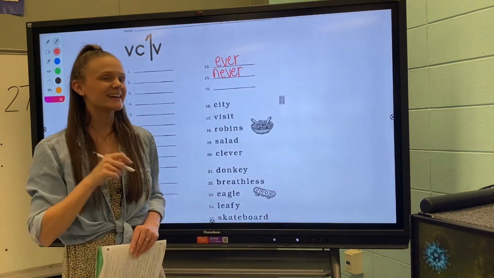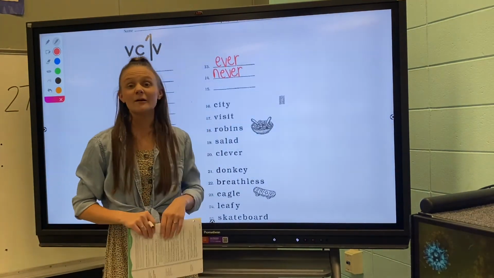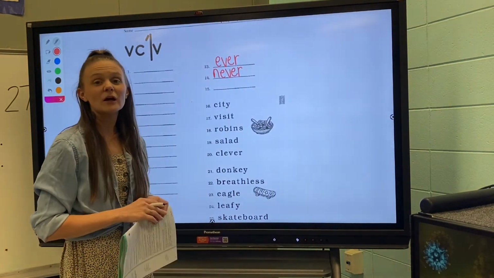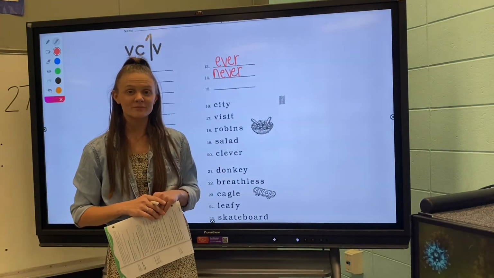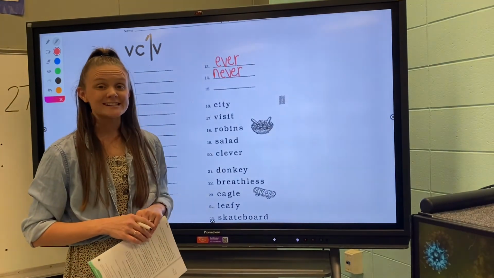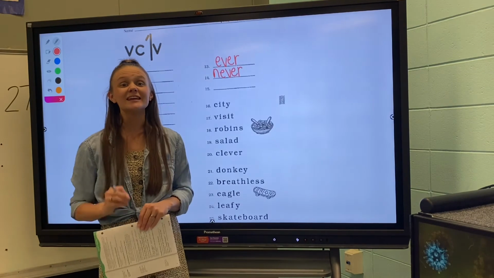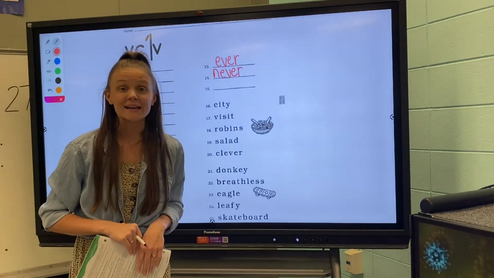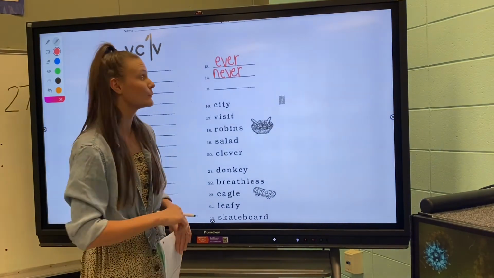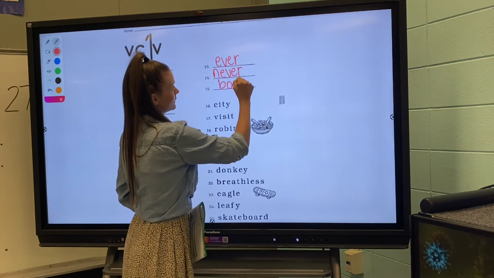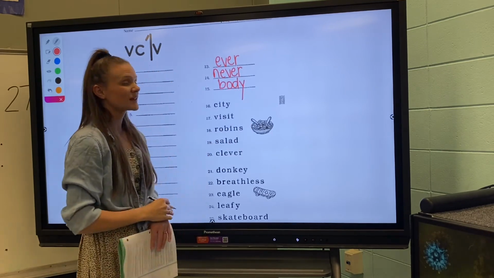Never. And again, we use that bossy R combination at the end. For number 15, we're going to spell the word body. Body. Body has the E sound at the end of the word. So I know that I'm going to be using letter Y to make that sound. So I'm writing B-O-D-Y. Body.